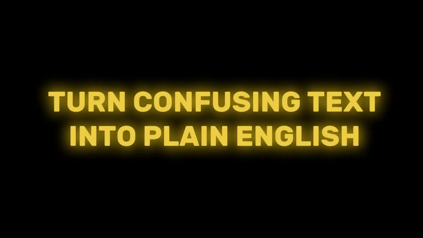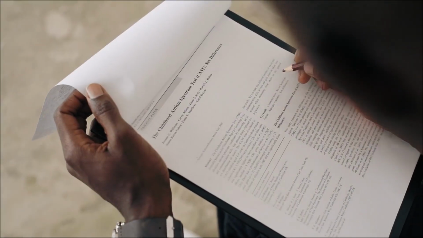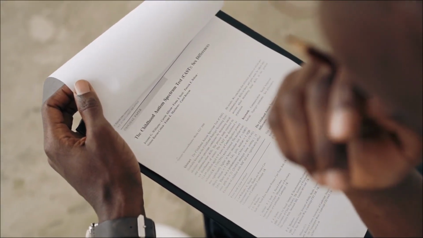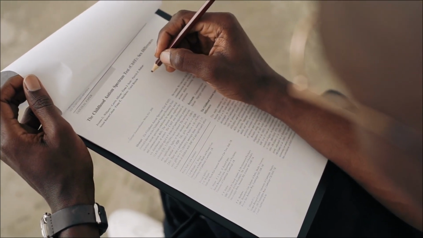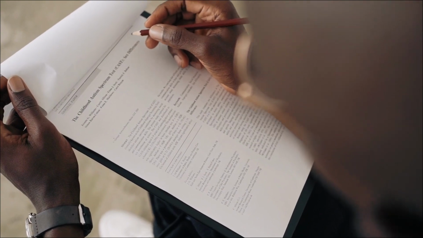5. Turn confusing text into plain English. When content feels dense or academic, ask the AI to rewrite it in simple, direct language. This removes complexity and reveals the real meaning behind the text, making research much smoother and faster.